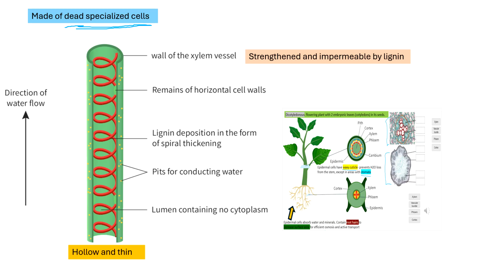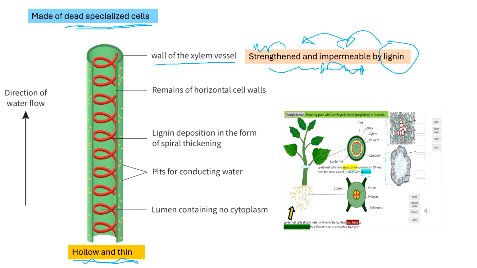Okay, now the wall of the xylem vessel is strengthened and impermeable, sorry, so water can't go through it. Okay, of course we don't want water to go through it because we want the water to go up. Okay, it's also strong to manage the osmotic pressure. Okay, and this is all thanks to something called lignin. Okay, so the lignin allows the impermeability and the strength. Now, it's also hollow and thin.